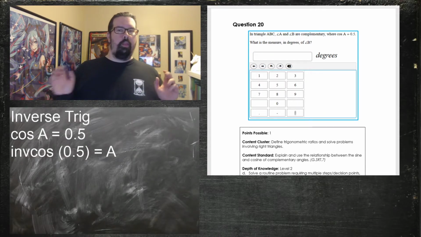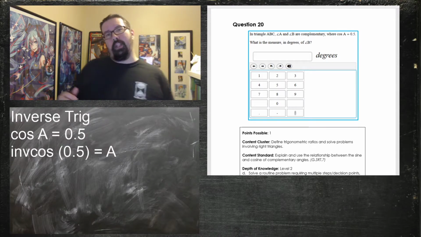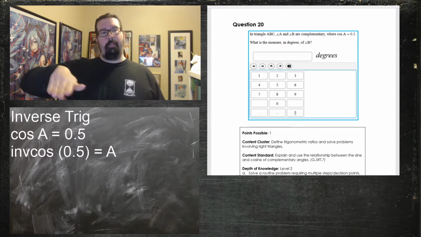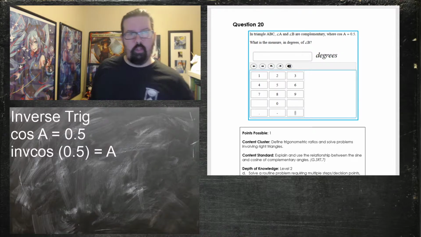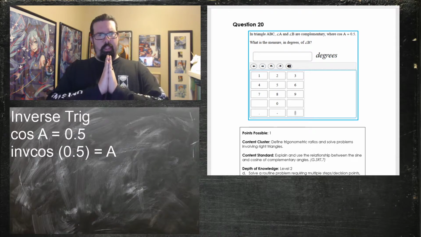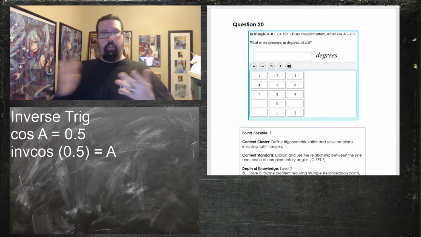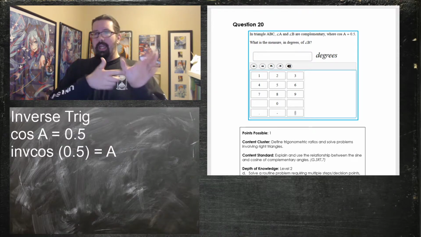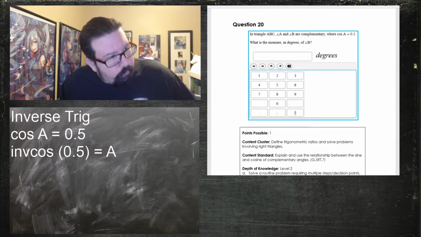So when you have the cosine of A, and that equals 0.5, what you're saying is the ratio between the adjacent side and the hypotenuse is 0.5. Neat. So the inverse cosine of 0.5 will get you the angle, and you can use a calculator for that. And I pretend I have a calculator here, because I don't.